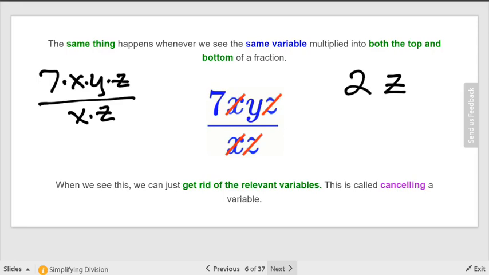7 divided by nothing is just going to stay what? 7. X divided by x makes a what? 1, but do I need to write the 1? No. Y divided by nothing just stays what? Y. And z divided by z makes a what? 1. But do I need to write the 1? No. So there's your answer. Yay! So you see, it starts to become easier as you get more exposure to it.